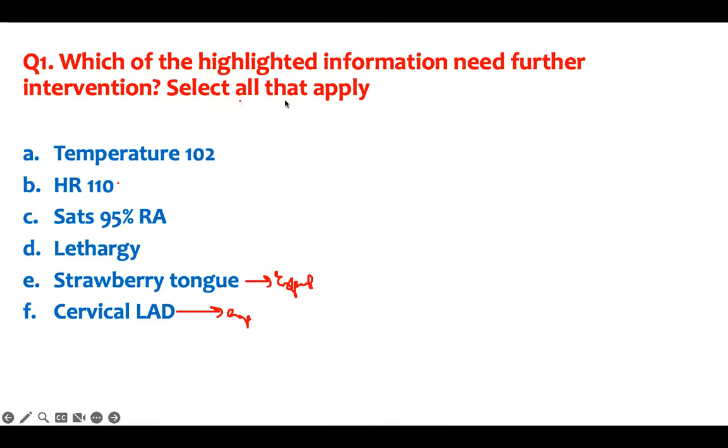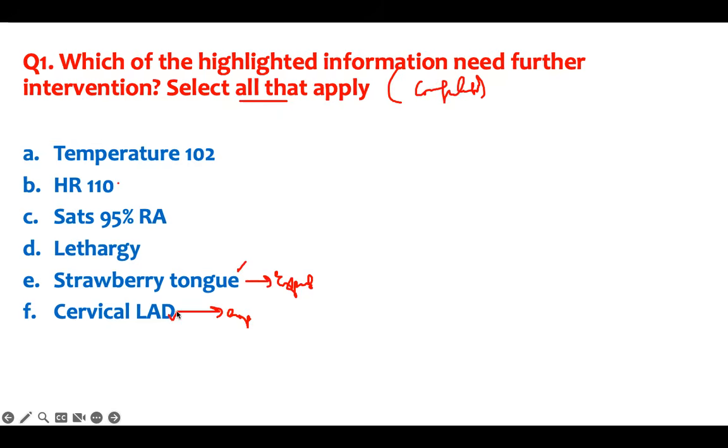This is select or apply. Pick those that you're confident about. Otherwise, you lose the point. If you don't want to lose the point, pick those you're 100% sure of. We know about strawberry tongue, but it's an expected finding. There's no need for further intervention.